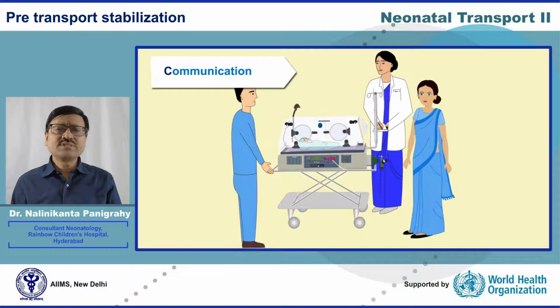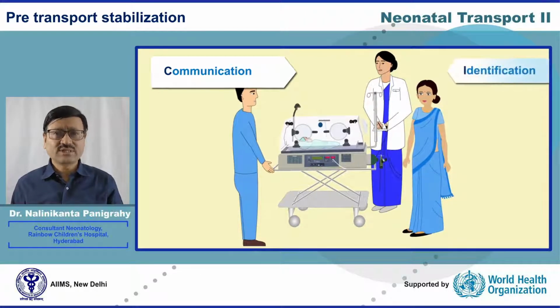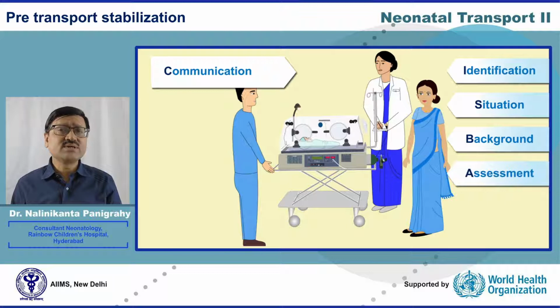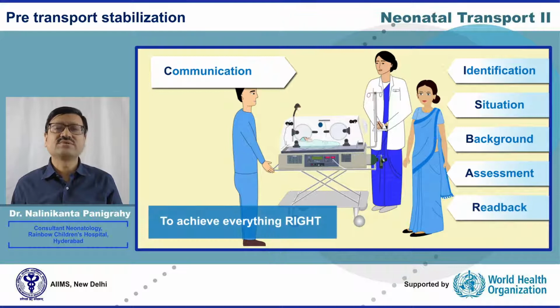ISBAR, what are the components of the communication? First, we have to identify ourselves: who I am when I am speaking to somebody, who we are as a team when we are speaking to somebody. Then we should talk about the situation, what we are going to deal with in the transport, and the background and assessment, because all the facilities from where we are going to get the babies may not be similar. It may be a foam, it may be an SNCU, it may be a labor room, it may have investigation facilities. So we should check the background and assessment of the baby. As I discussed, clinical assessment is of primary importance. After assessing everything, once documentation is ready, we should read back our information. So this is ISBAR, we can communicate to achieve everything right.